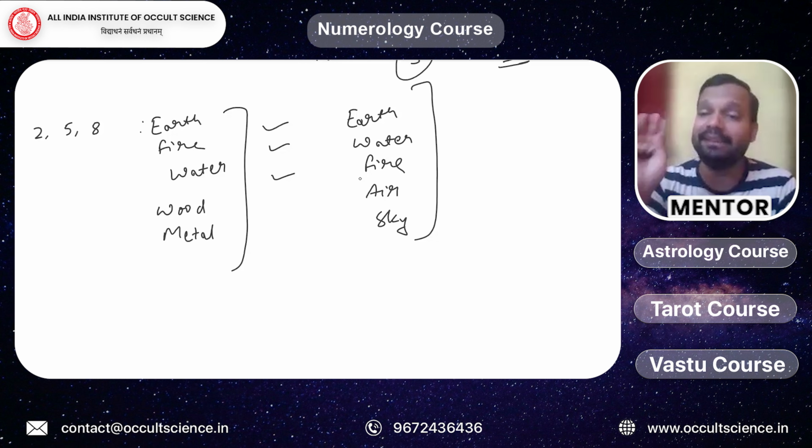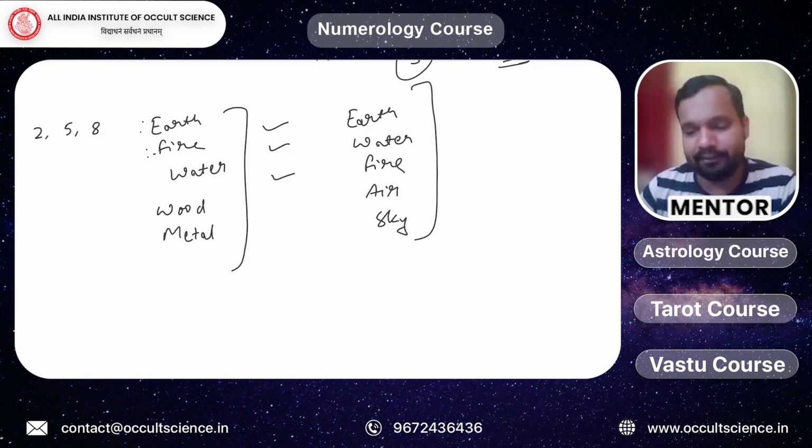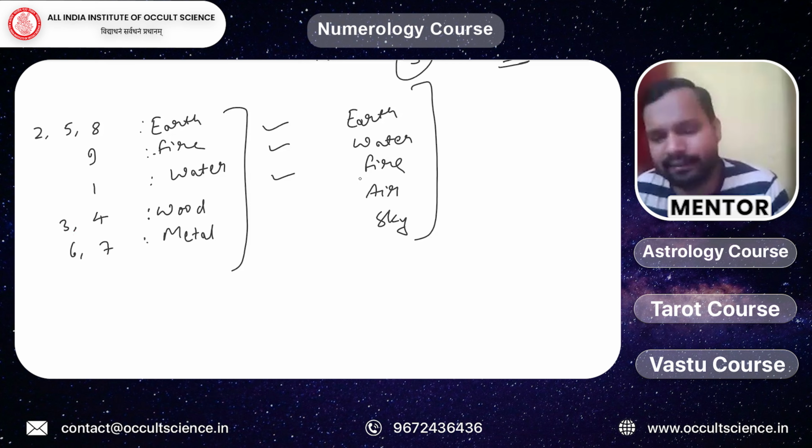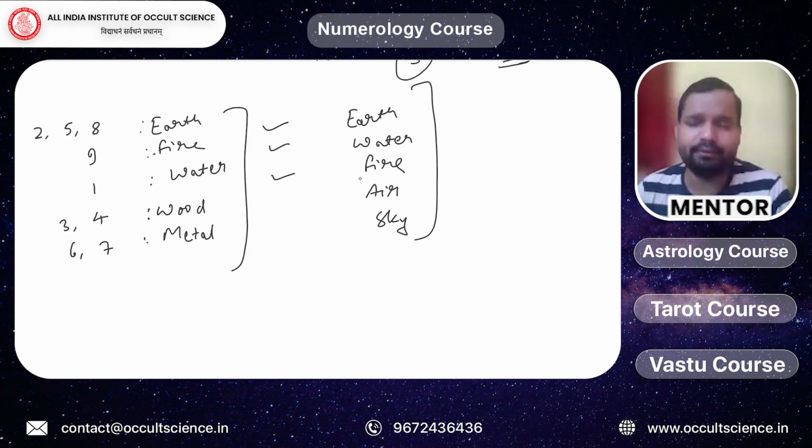in determining the remedy of many things. Under the subject of fire, number 9; water, number 1; wood, 3 and 4; metal, the remaining 6 and 7. So all your numbers from 1 to 9 are covered, and these are the elements. Write this down too, which number belongs to which element. Note this down. So there are these 2 details that you need to note down.